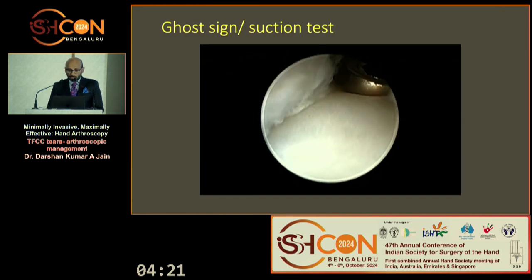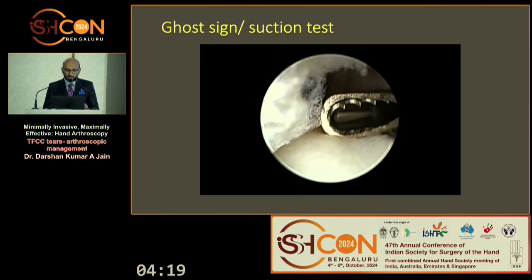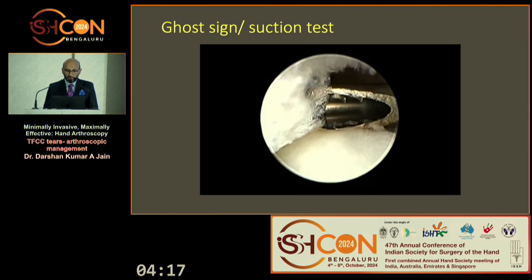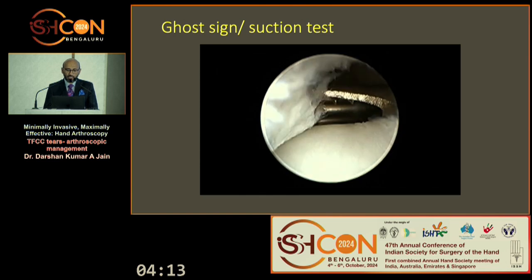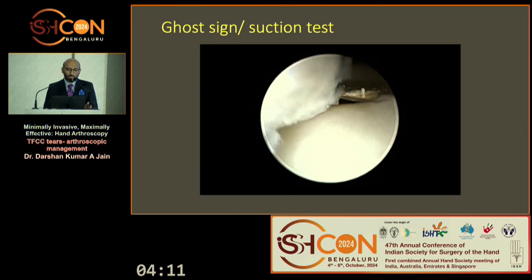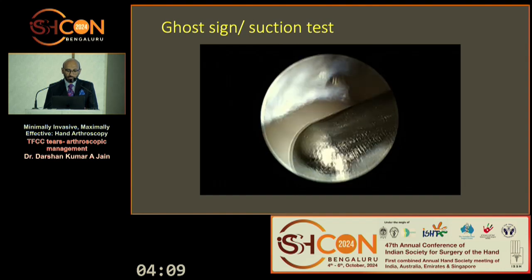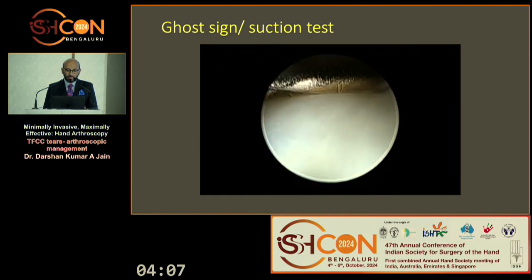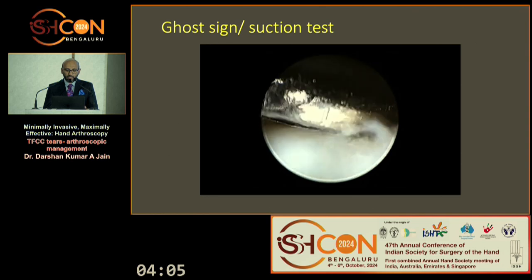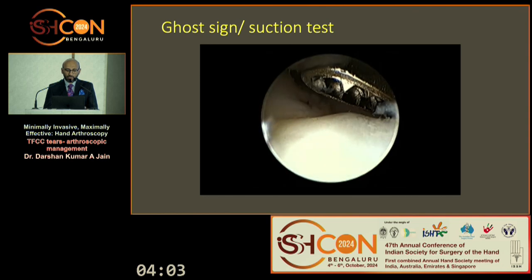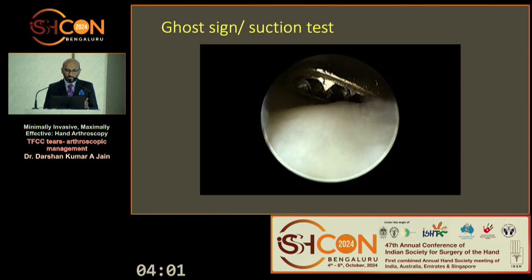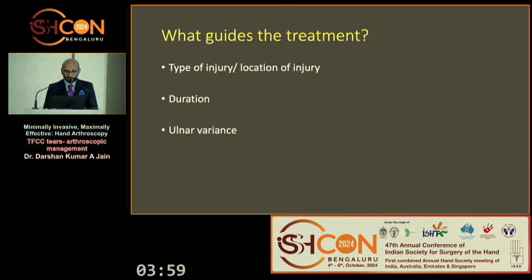So this is another test, the ghost test, where you open the shaver and do a suction. The TFCC rises up. That tells you it's either a big dorsal capsular tear or mainly a foveal tear. That's what it's mainly indicative of. That's a shaver tip which you open, and you assess the raising of the TFCC. That's elevated. That's what tells you the TFCC tear.